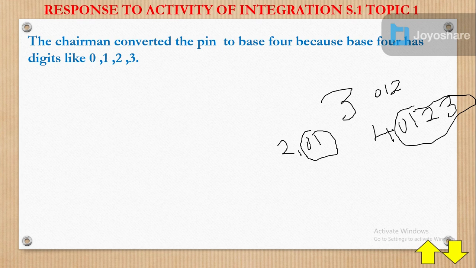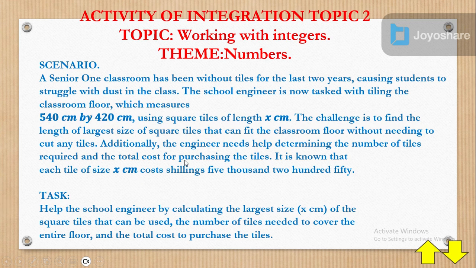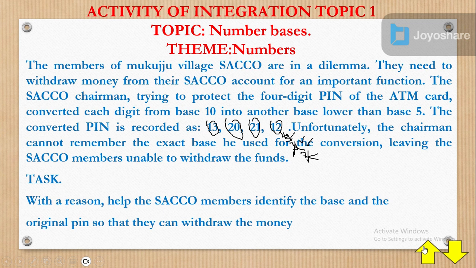Why base 4? It's because base 4 has the digits 0, 1, 2, 3. Once you go back to the pin they converted, you really see that we have 1, 3, the highest value is 3, so the answer is base 4, and they have given the reason.